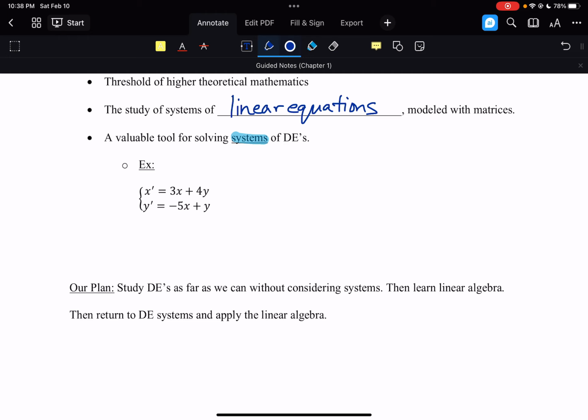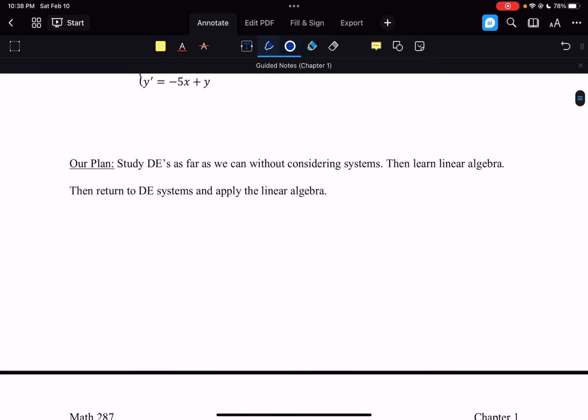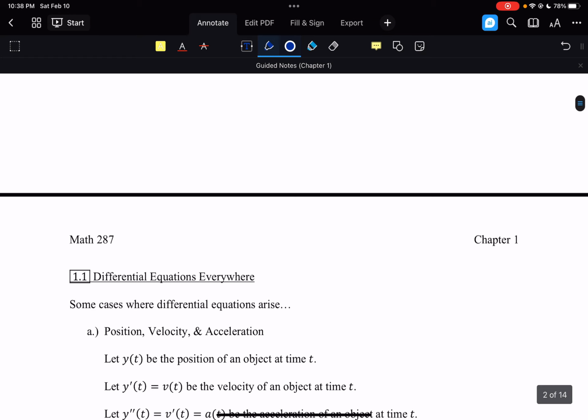So that's where we're headed this semester. But as with any journey, we have to start at the beginning. So let's go ahead and start with section 1.1.